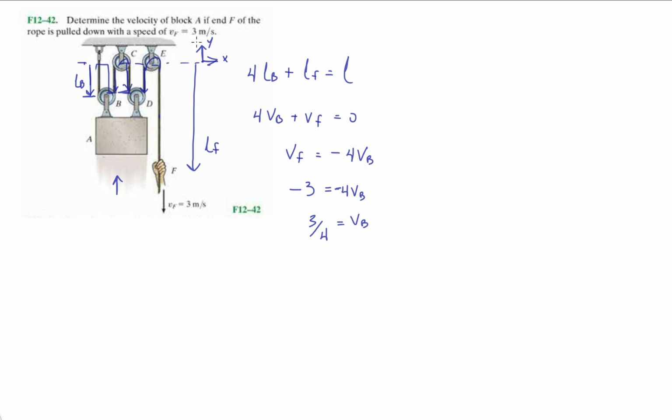So the velocity of block A, if the rope at F is pulled down with a speed of VF equals 3 meters per second, is that block A is going to go up at a speed of 0.75 meters per second. And I'm going to put a little arrow here because some professors want to see that arrow so you understand that it is going up or going down. And that's it. This one's pretty easy.